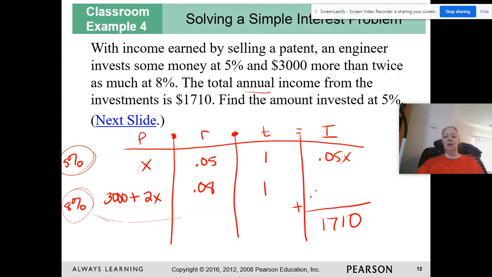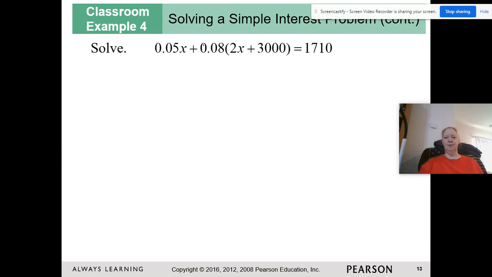0.08, and don't forget this has two terms, so I have to put it in parentheses, plus 2x. So here's my equation. I have this plus I have this, and it's going to equal that. I'm going to go to the next slide so I have room to work it out. Here's my equation. Again, I have decimals, 2 decimal places, so I'm going to multiply by 100.